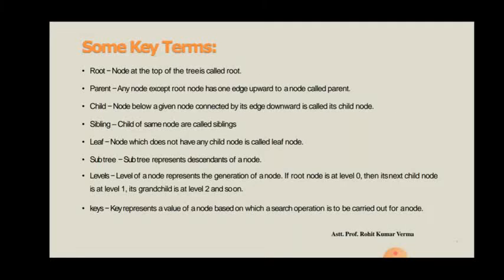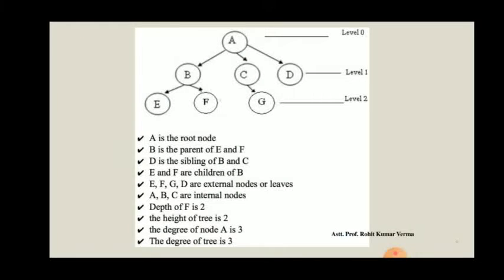So the node below the parent node. Dear students, you can say that E and F are the children of the parent node B. Similarly, we can say that G is the child of the parent node C. Or we can say that B, C, D are the child nodes of the parent node A.